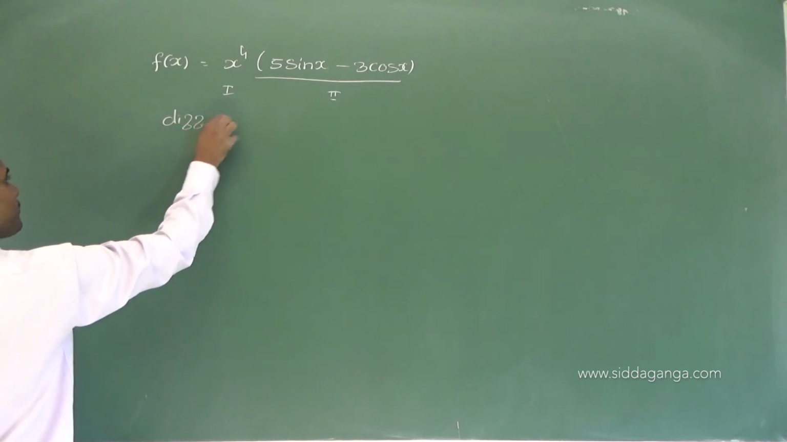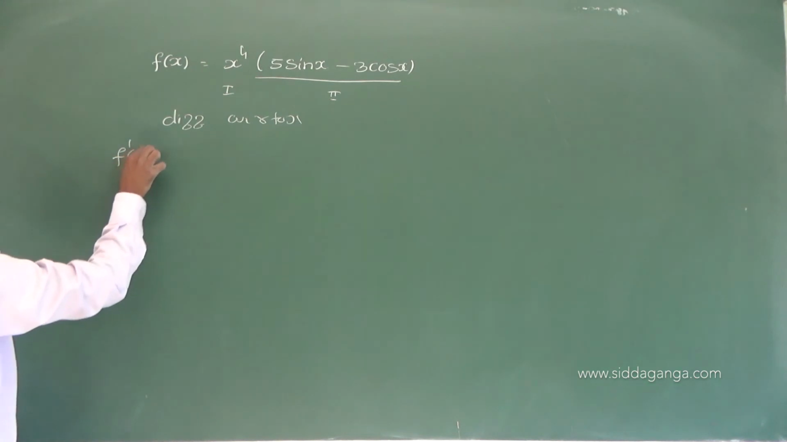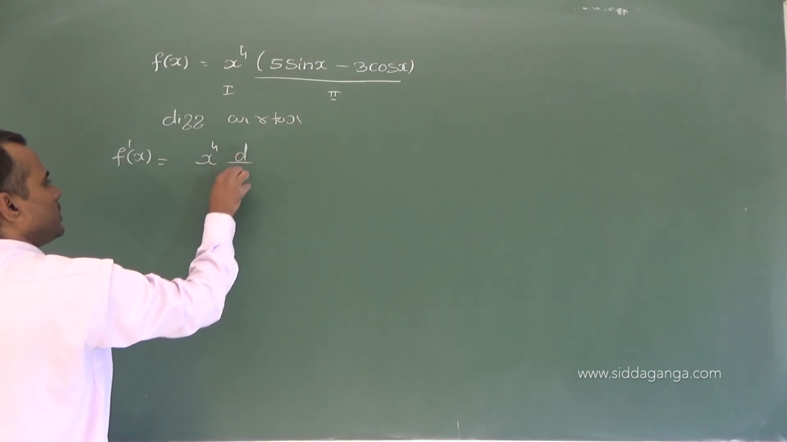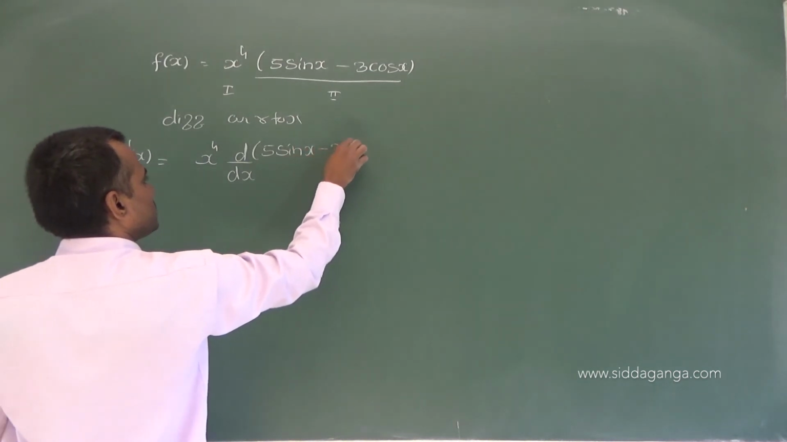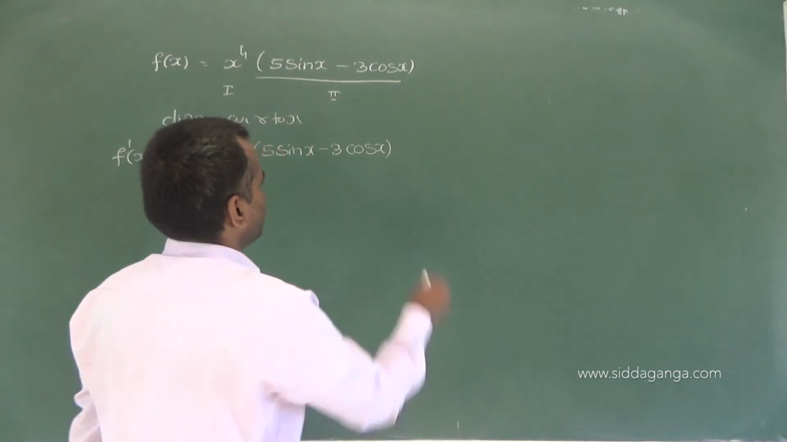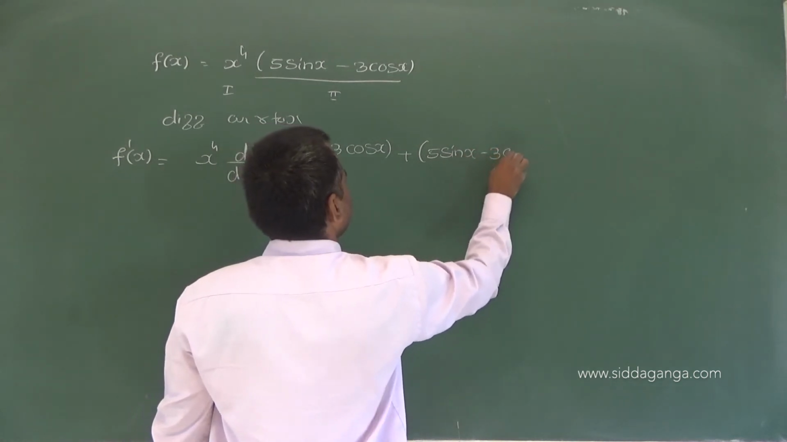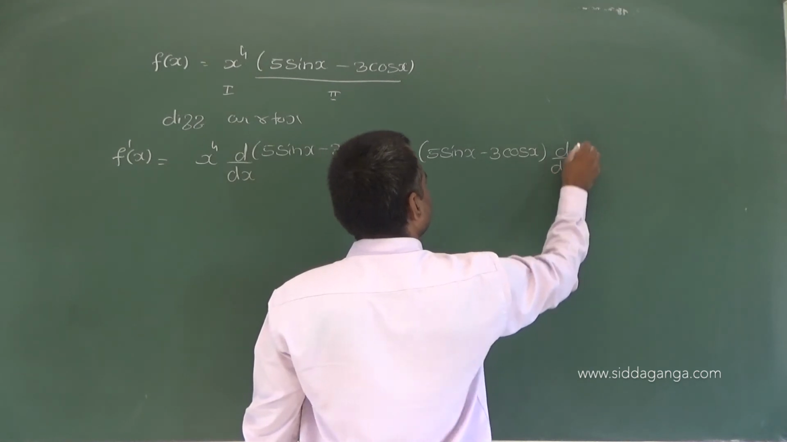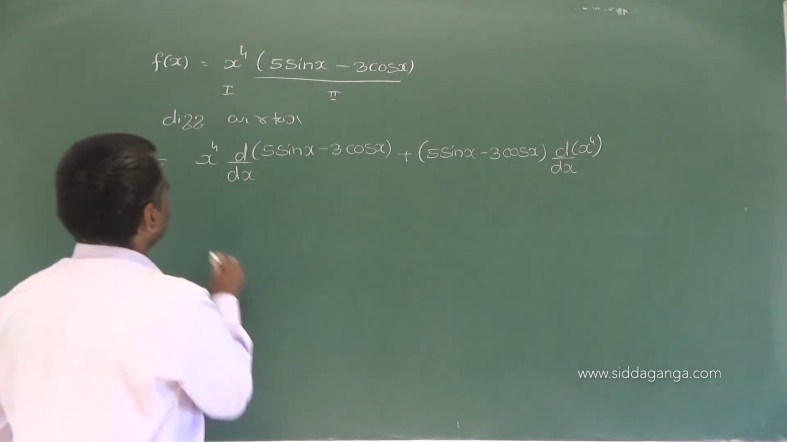Differentiate with respect to x. f'(x) is first function, x to the power 4, into d/dx of (5 sin x minus 3 cos x), first function into derivative of second function, plus (5 sin x minus 3 cos x) into d/dx of x to the power 4, derivative of first function.